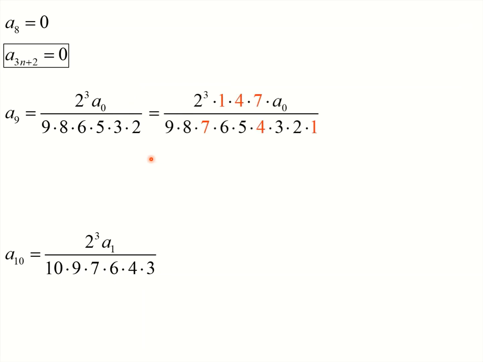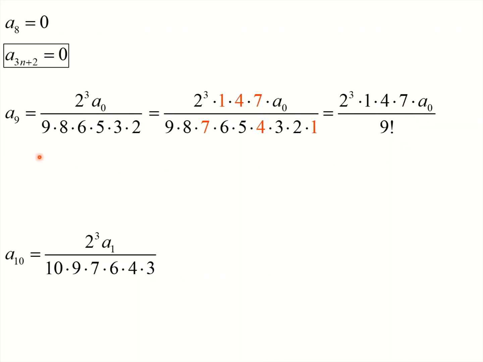And so that makes me happy, because on the bottom, you're like, wow, that makes you happy, Joe? Huh, you're a weird guy. But yes, on the bottom, I have a 9 factorial. And on the top, I have the same thing. Yes, I still have this awkward 1, 4, 7, but that's going to be maybe good enough.